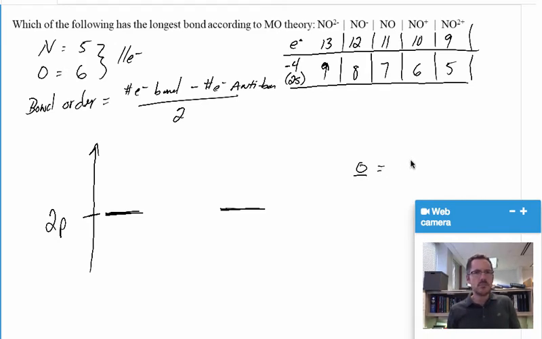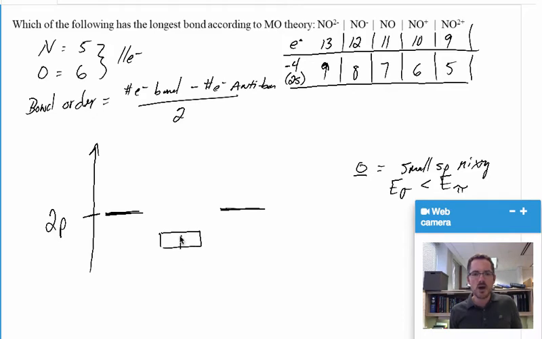Now, this is going to mean one big thing. With oxygen, we'll be working with a small or low value of sp mixing. What I'm really telling you with this is that the energy associated with our bonding sigma is less than the energy associated with our bonding pi bonds. So I'll go ahead and put my bonding orbital there and then my sigma below it. So those are my 2 pi's, those are my bonding sigma there, so I have those energy values there.